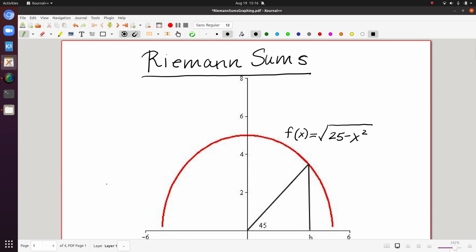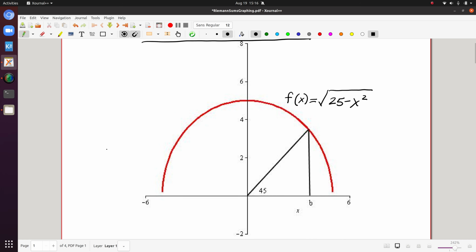Now we're ready to talk about Riemann sums. In this video, I want to make sure that we cover what a left-hand Riemann sum is, as well as a right-hand Riemann sum. As we continue to talk about Riemann sums, we'll keep coming back to this particular example.